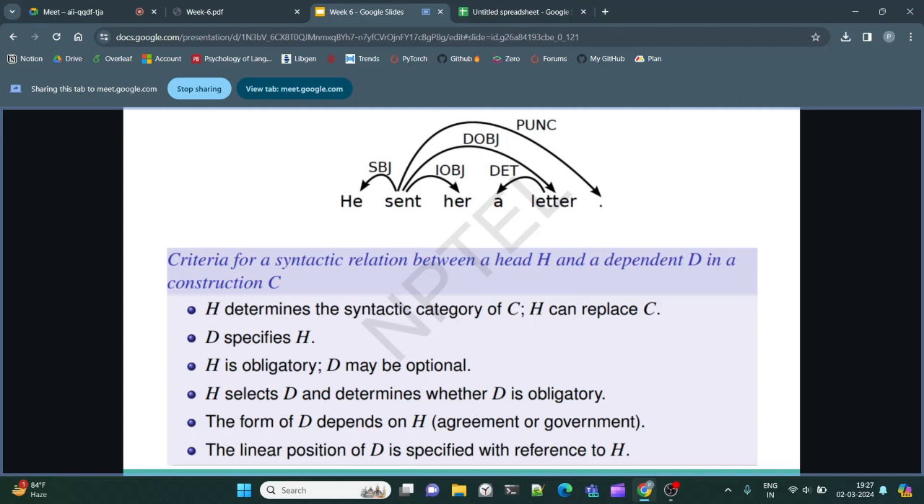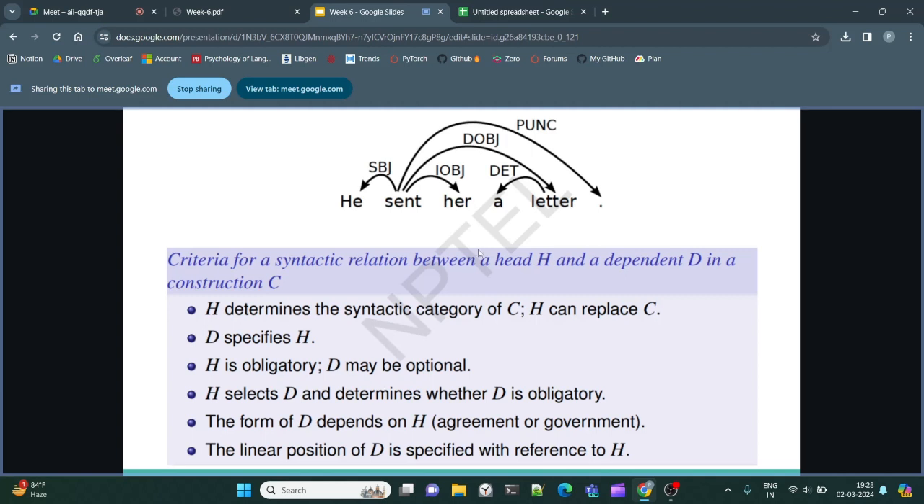Okay, so let's take a different sentence. First, to understand the fourth criteria, let's take the sentence "she ate an apple." Here the word ate requires a subject and a direct object. So we need to specify who is eating and what the person is eating.